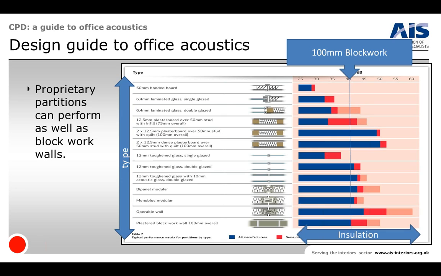So to help you look at some of the different partition systems that are available, we've listed them here. So you can see from a very simple 50mm bonded board type construction through to the heavier operable walls, and then comparing that with a 100mm blockwork wall, you can see that taking 100mm blockwork, there's a whole range of partitions that can achieve the same, if not better, than a blockwork wall. So it is possible to achieve good levels of sound insulation from a whole range of products without necessarily having to build a blockwork wall, which is quite often the default.